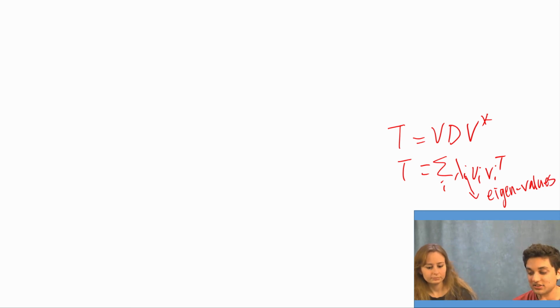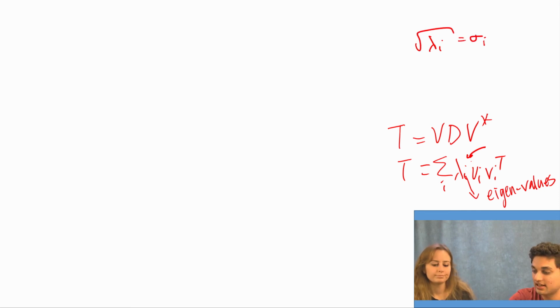One thing about the complex spectral theorem that I forgot to mention is that the eigenvalues that you get are guaranteed to be real, and also non-negative. That's why when you take the square root of the eigenvalues, you get sigma i, and sigma i is completely well defined. Perfect. Cool.